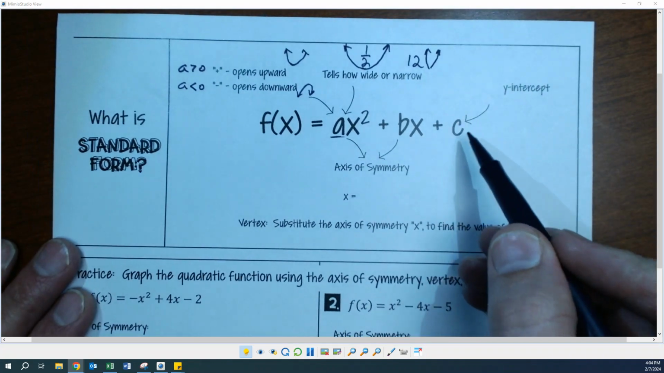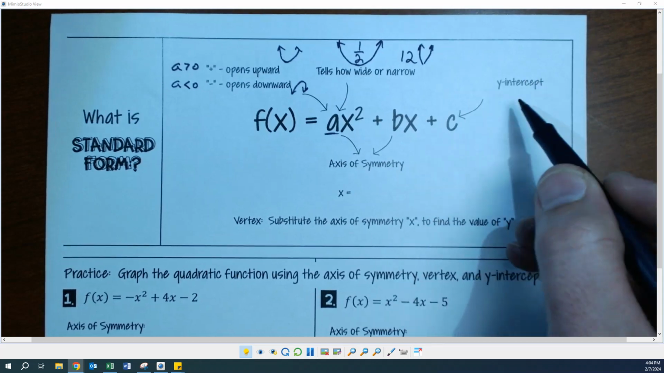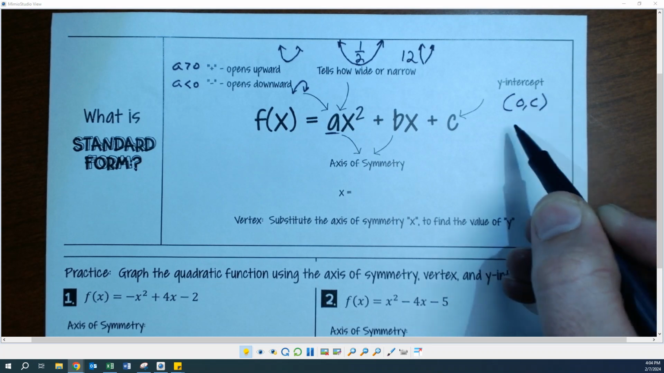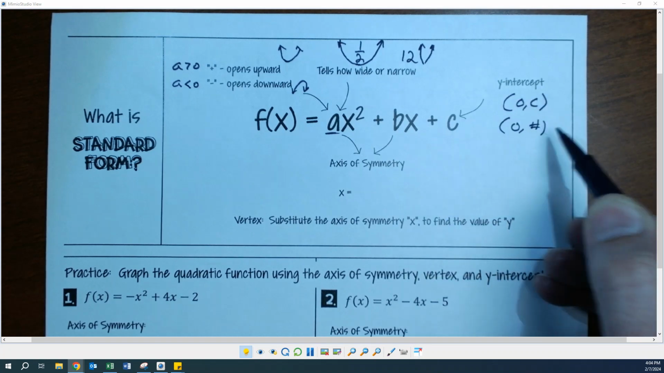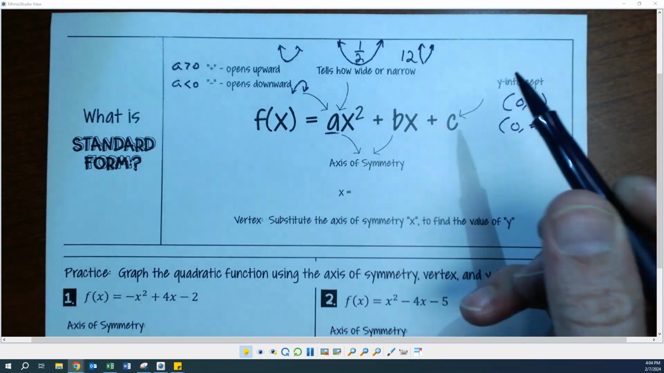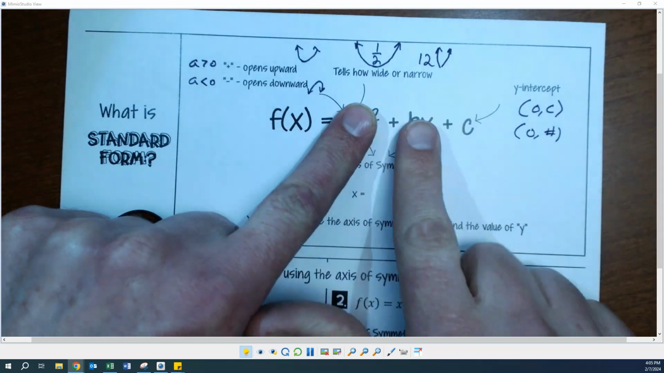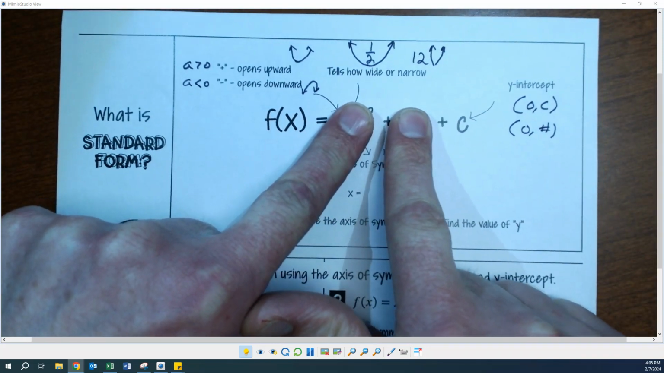Just like in vertex form, this value that gets added on at the end is actually going to be our y-intercept. So your y-intercept is always your c value, whatever number is out here, which makes sense because in order for it to be a y-intercept, the x values have to be 0. And if the x values are 0, there's only one thing that's left, and that's that c value.